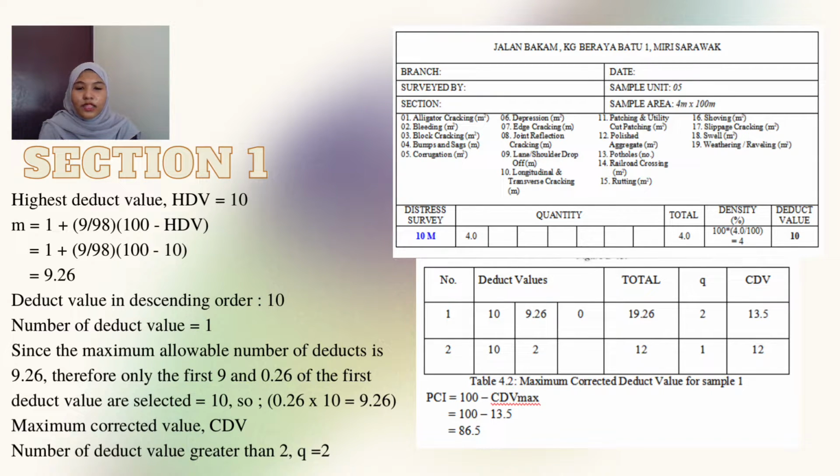So, 0.26 times 10 equals 9.26. Maximum corrected value CDV is 13.5. Number of deduct value greater than 2 is 2. The PCI is 86.5.